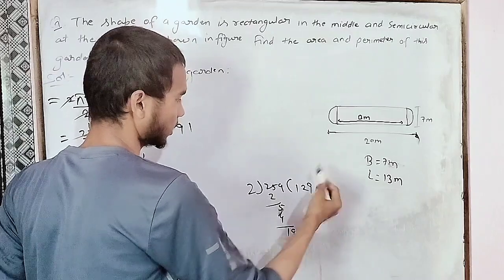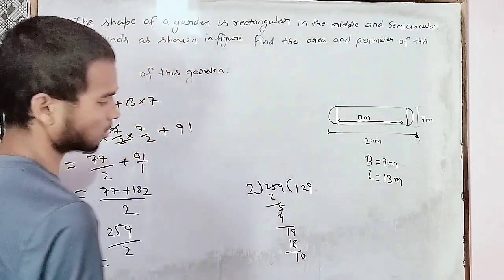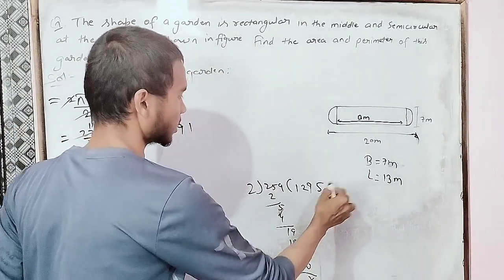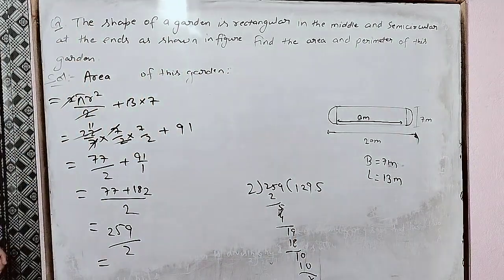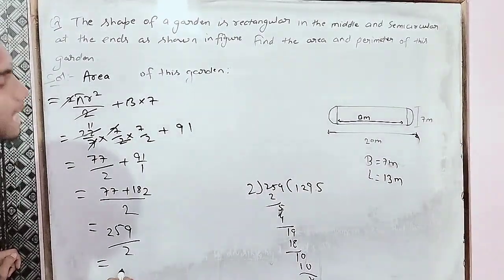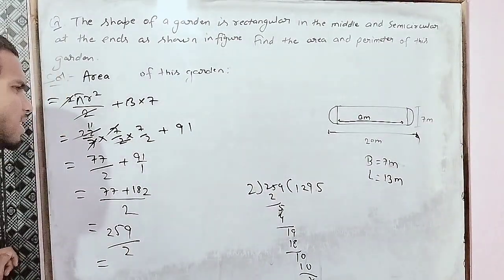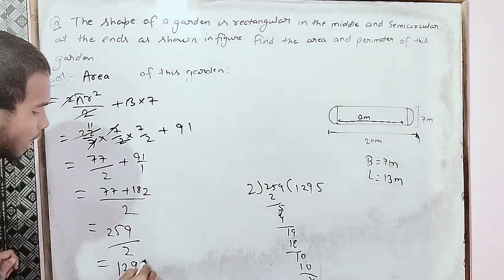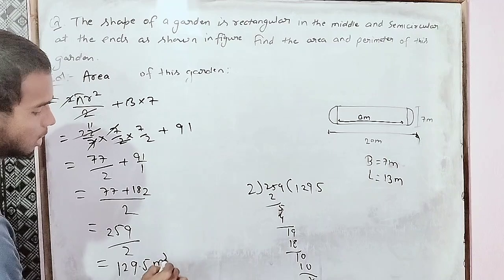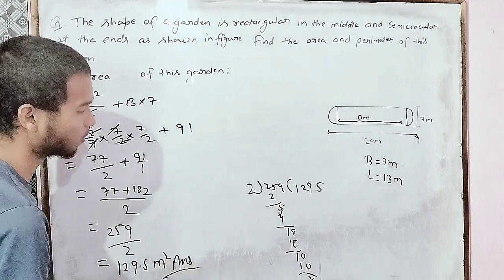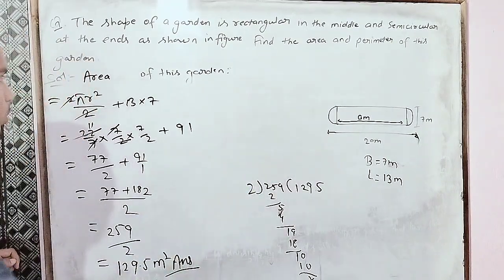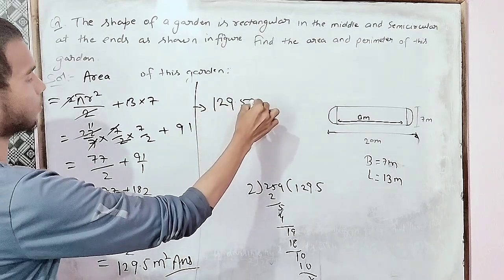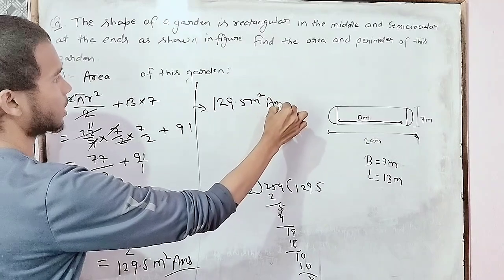Then we will apply the decimal. That's why we have a 0. 2 5s are 10. Finally, we have got how much? 129.5 is the total area of this garden. So can we write 129.5 meter square? This is the area of this given garden. So here I am writing 129.5 meter square. This is our final answer.